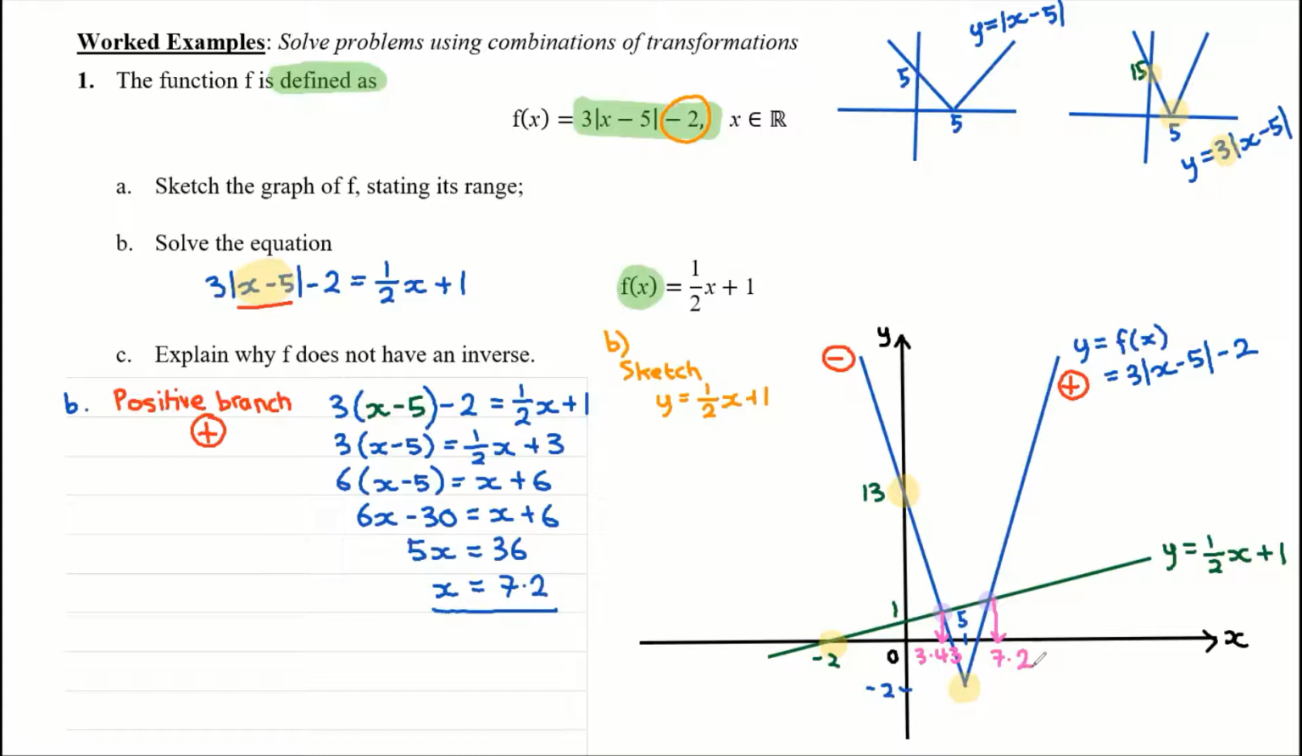So the idea behind solving modulus equations is you set up the equation, but you use the sketch to identify the number of solutions. If your sketch is good, it will be clear and obvious what you need to do. And then to do the two equations, you can remove the modulus function, and for the positive branch, i.e. the branch that is not having negatives removed, essentially, you just keep everything inside the modulus the same. And for the negative branch, you have to change the sign of everything inside the modulus, but then you can replace the modulus with brackets and solve as normal. So that's that. Now for part C, it just says explain why f does not have an inverse.